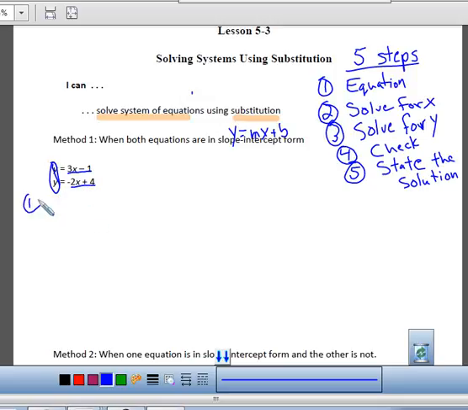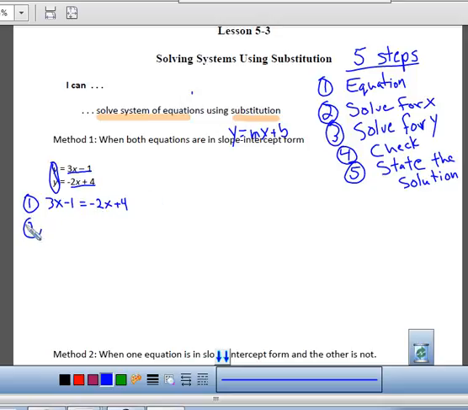So remember, step 1 is to write a new equation, and our new equation is going to be 3x minus 1 equals negative 2x plus 4. You'll notice we no longer have the variable y in our situation. And because y is no longer part of our situation, we have one variable. It's easy to isolate that one variable and solve for it.